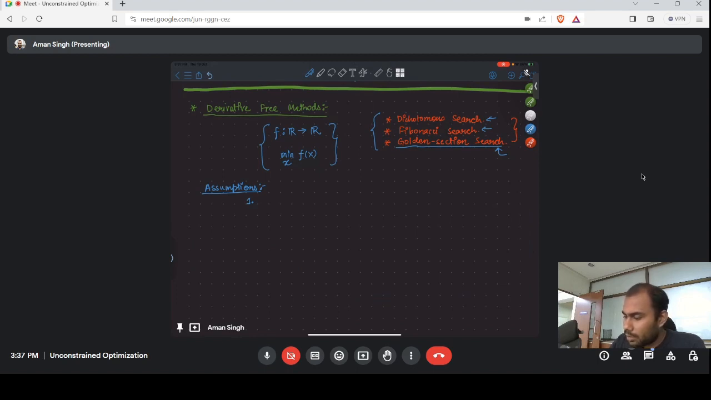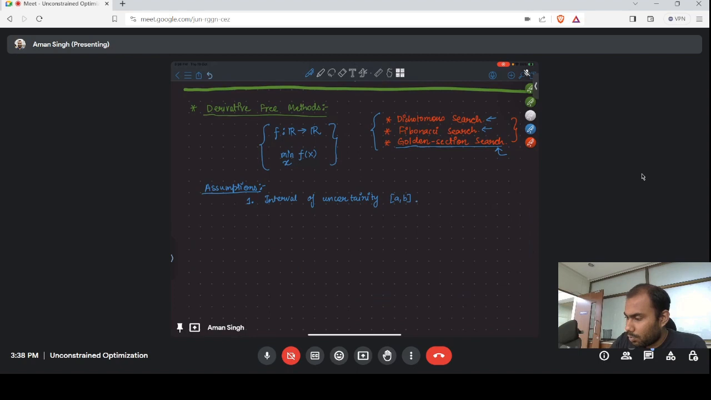Now, before dichotomous search, I'll explicitly mention two assumptions that we are making in all these three algorithms. The first assumption is that before starting the algorithm, we will always get an interval which contains the minimum of the function. This is an assumption. This interval is called the interval of uncertainty.